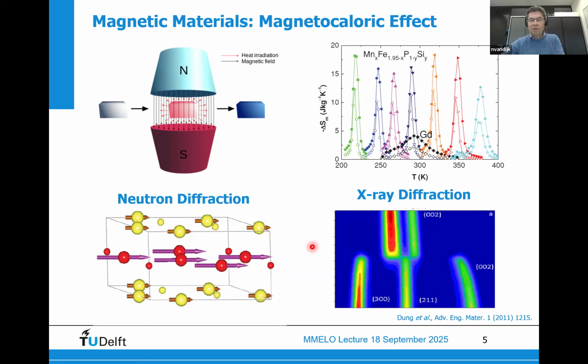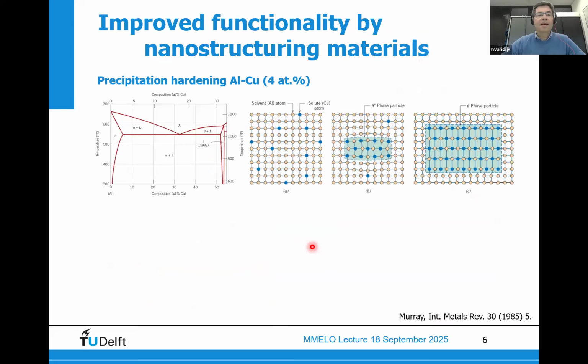If we then go to the topic of today, one of the ways to improve the properties of steels is to introduce nanoscale precipitates.